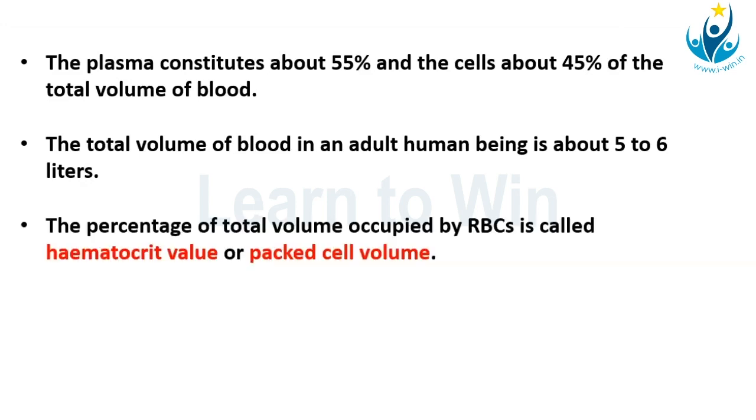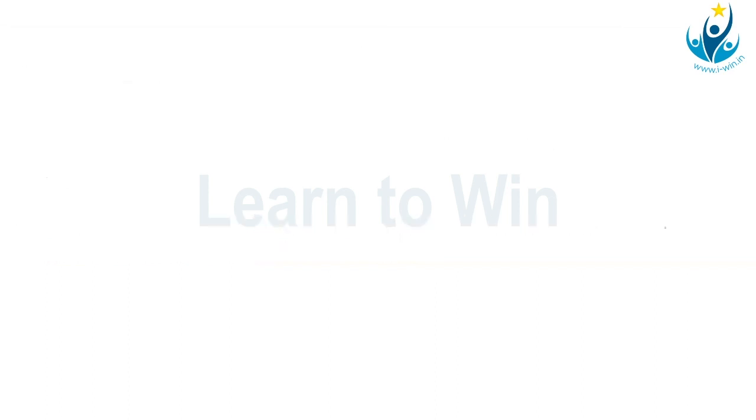The percentage of total volume occupied by the RBCs is called hematocrit or packed volume. Now, what is this hematocrit? Let me show it to you using a diagram. I'll just take a tube. Let me say I'm a pathologist. As a pathologist, I'm going to draw blood from an individual and collect it in a tube. So this is my test tube, and I'm going to completely fill it with blood.